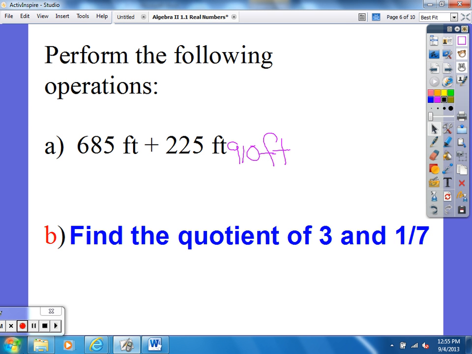Just tell me what the word quotient means. What operation goes with quotient? What operation goes with quotient, Shane? Not multiplication. Division. Quotient means division. That's something you probably need to know. So in this case, my problem would be 3 divided by 1/7.